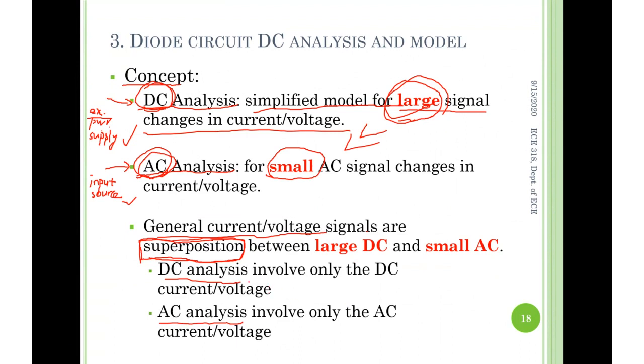In DC analysis, we eliminate the AC source, which is the input source. In the AC analysis, we eliminate the DC source, which is the external power supply. Is this concept clear? Because it's very, very important. Why and how? Now we are talking about why. As to the how, of course, when we reach there, we're going to talk about the procedure. But now you need to understand why first. Being clear why we are doing so and what's the principle behind. Any questions? All right, if this is fine, then we can move on.